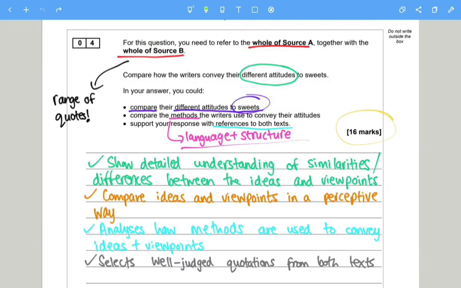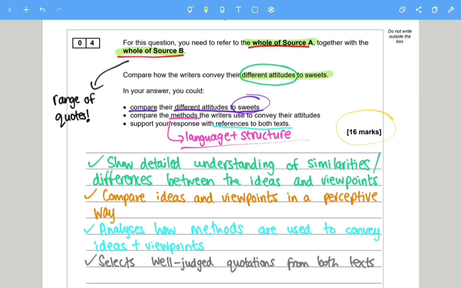Today we are looking at the English language paper 2 question 4. So the question reads the following. For this question you need to refer to the whole of source A together with the whole of source B. Compare how the writers conveyed their different attitudes to sweets.